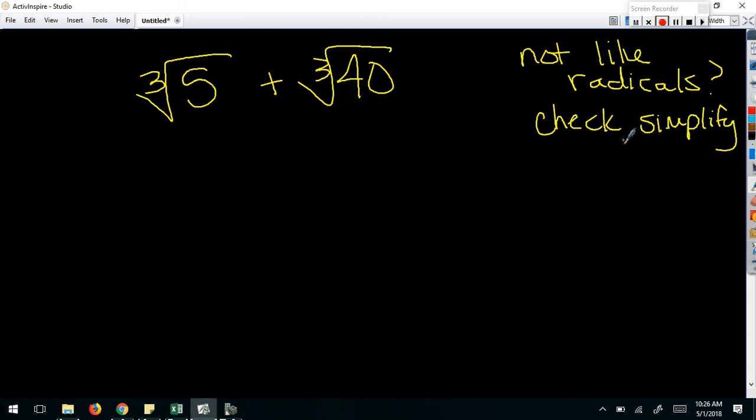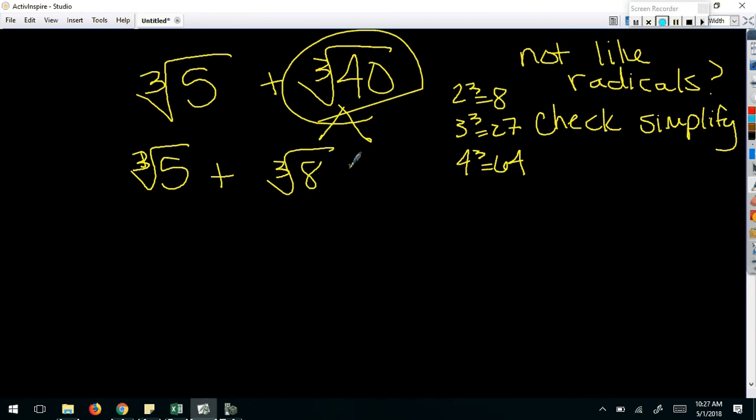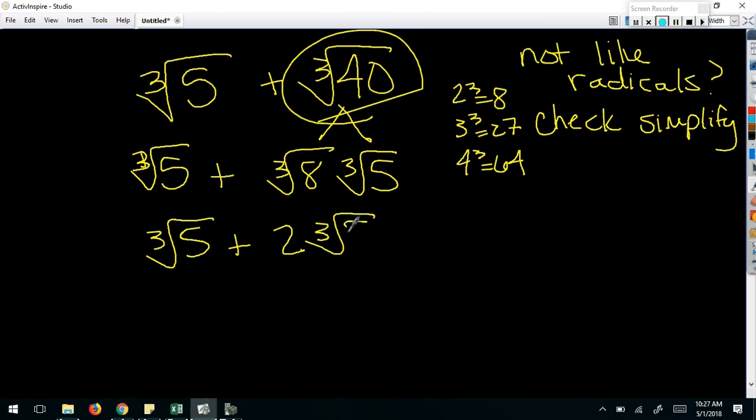Which one? The 40. Because this one, if I made a list of powers of 3, what goes into 40? 8 and 5. So this gets 8 and 5. What's the cubed root of 8? 2. So now I've got cubed root of 5 plus 2 cubed root of 5. Are they like radicals now?